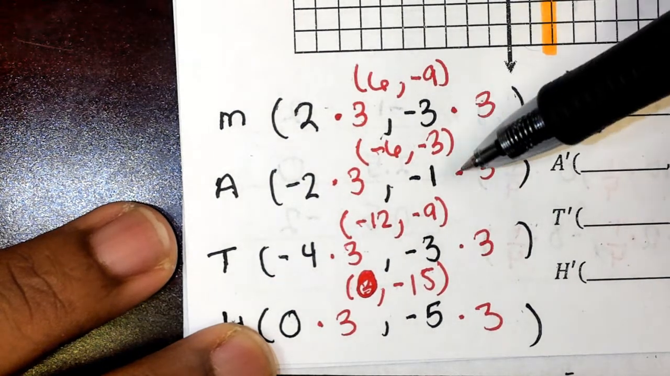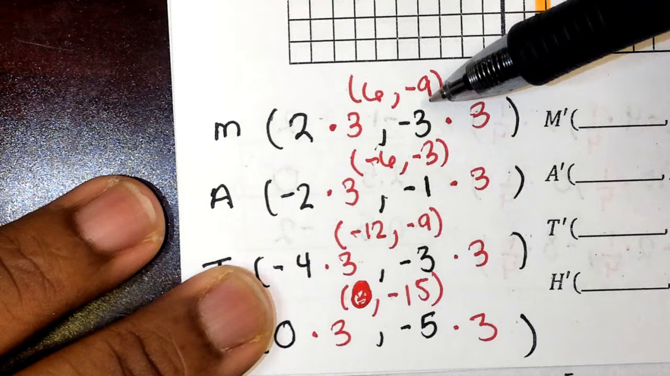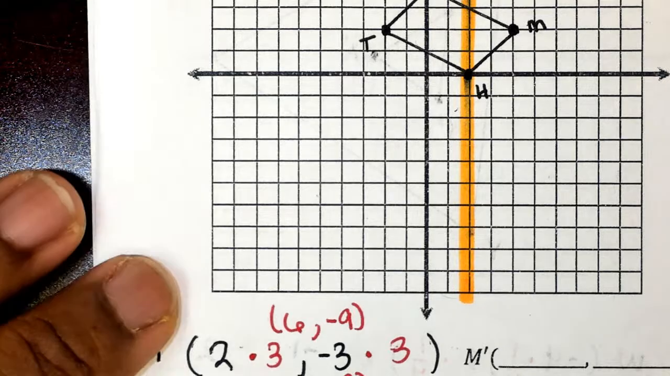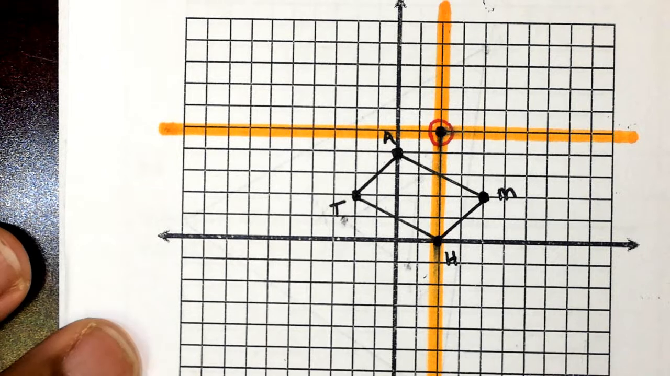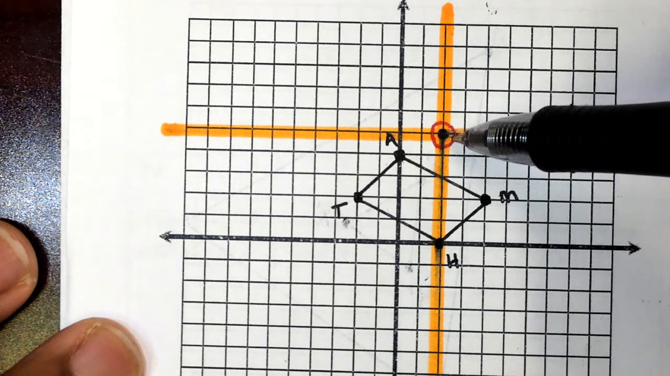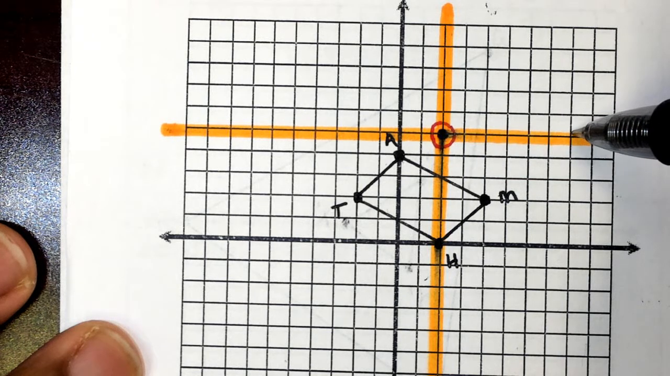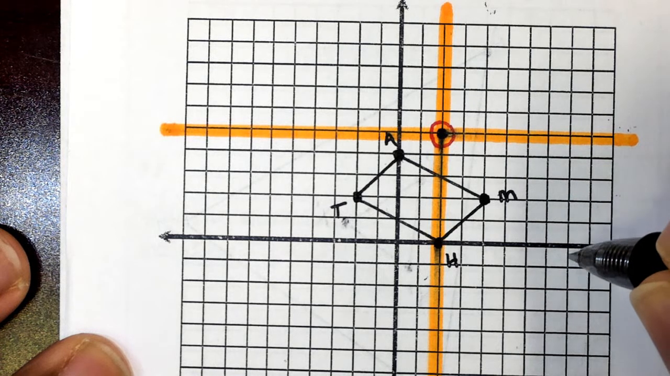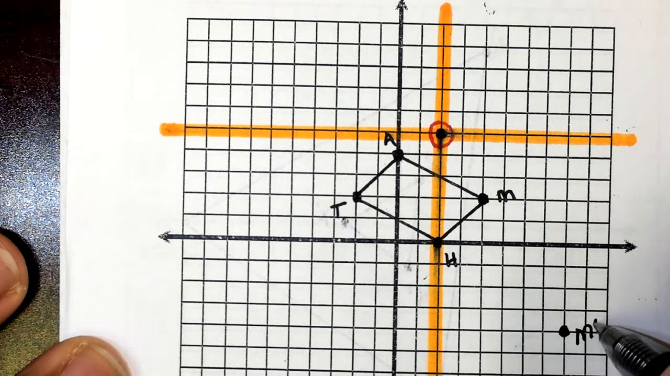Using these coordinates we just got, we're going to go back to the graph and we're going to graph these points from the center. Not from the center that we created, 2, 5. So from 2, 5, I'm going to use the point 6, -9 to find where M prime should be at. So from this point right here, I'm going to move to the right 1, 2, 3, 4, 5, 6. And then I'm going to go down 9. 1, 2, 3, 4, 5, 6, 7, 8, 9. Here. Make that M prime.